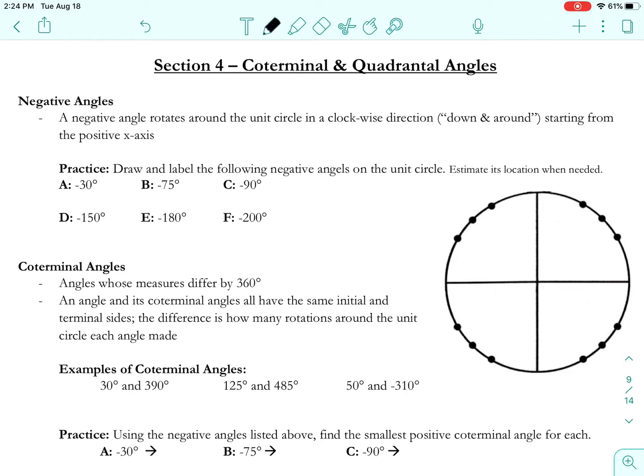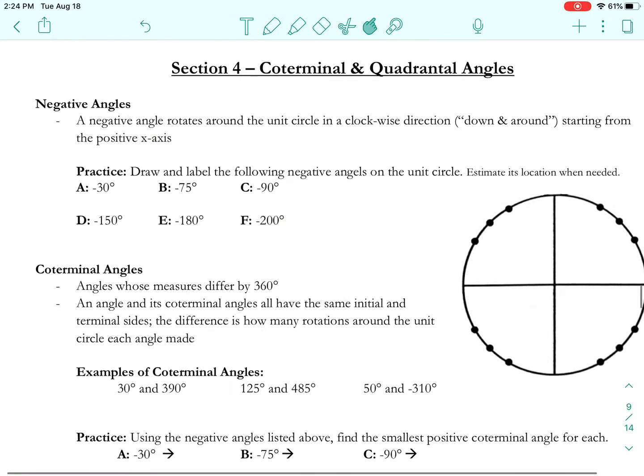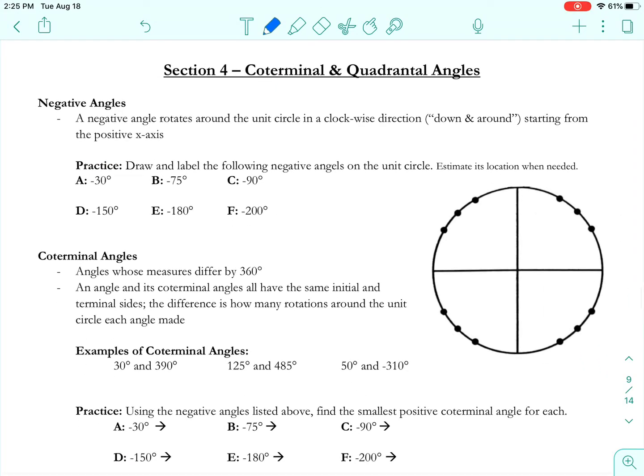So this says the first thing, well, I should go over the vocab word first, I guess. A negative angle rotates around the unit circle in a clockwise direction, that's backwards, starting from the positive x-axis. And so, always starting from positive x-axis, I'm just going to label these on my graph. So for negative 30 degrees, we're going to go backwards 30 degrees, and I'm going to label it right here. That's point A, starting at the positive x-axis, going backwards 30 degrees.